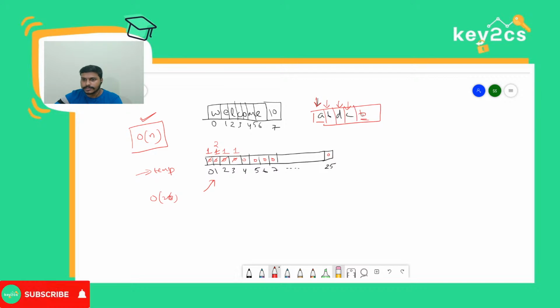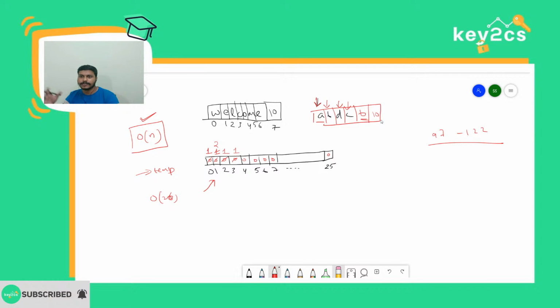I hope you already know about the ASCII values of each character. That is nothing but 97 to 122. This is the ASCII value for small characters. You can also check for the uppercase characters, that is ASCII code 65 to 90. I'll just assume here that we have only lowercase characters. What you can do is convert it, not an issue. So I'm just assuming we have only the lowercase alphabet. So how would you map it down?